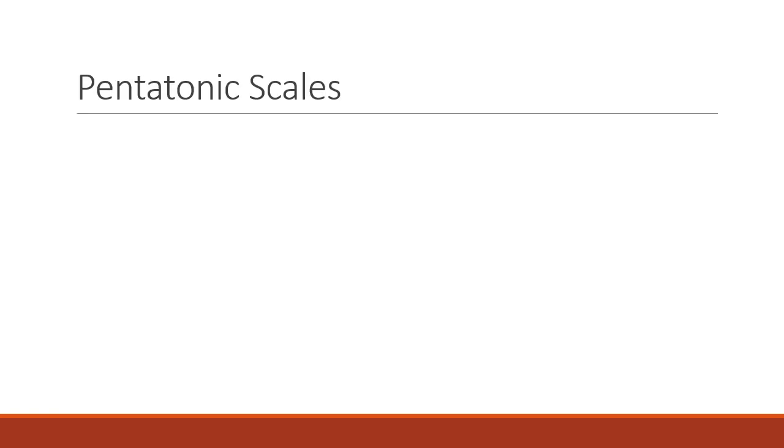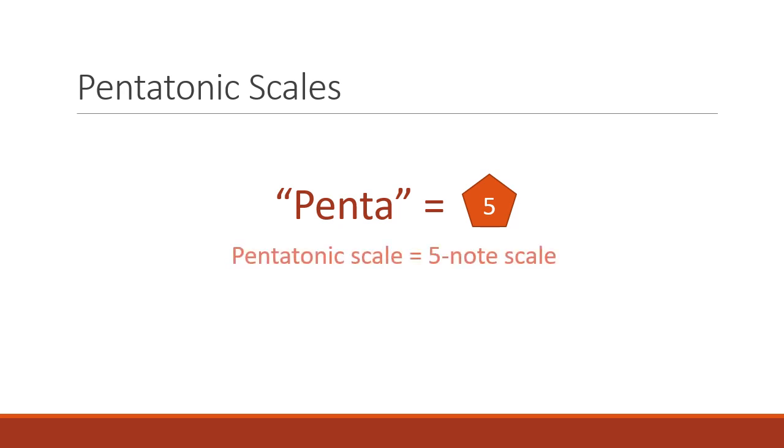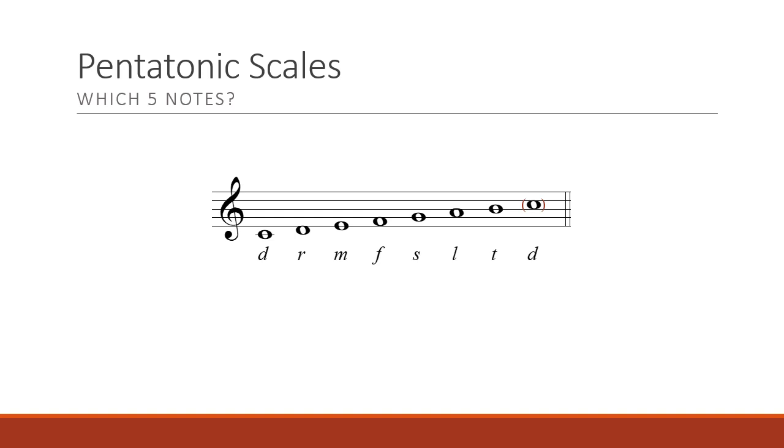So you probably know that the prefix penta means 5, like a pentagon, and the pentatonic scale is a 5-note scale. So this brings up the question, which 5 notes? Well, our diatonic major scale has 7 notes plus the repeated do at the top.